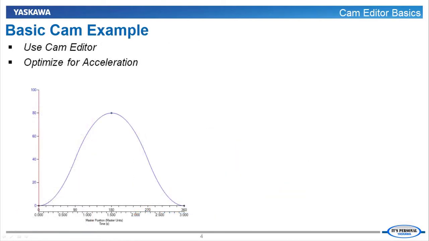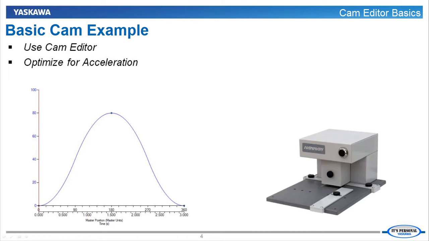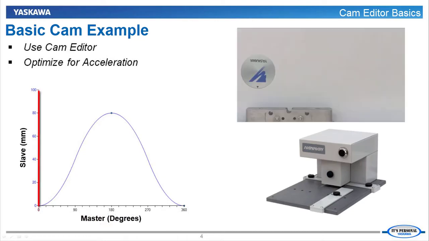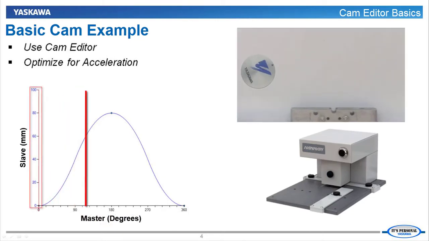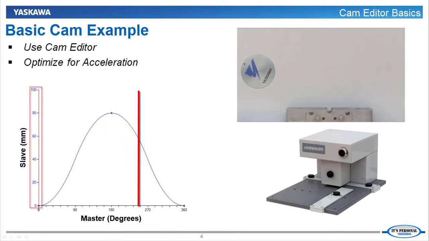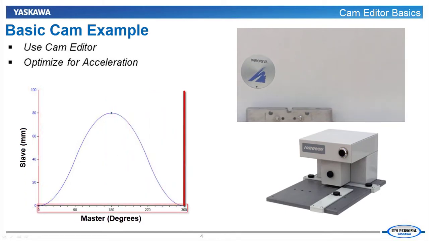I'm going to create a simple CAM profile which provides a synchronized out and back motion that is optimized for constant acceleration. This CAM profile could be used, let's say, for a hole punch application. When this CAM profile runs, the slave will move 80 millimeters and then return to 0, while the master is rotating 0 to 360 degrees.